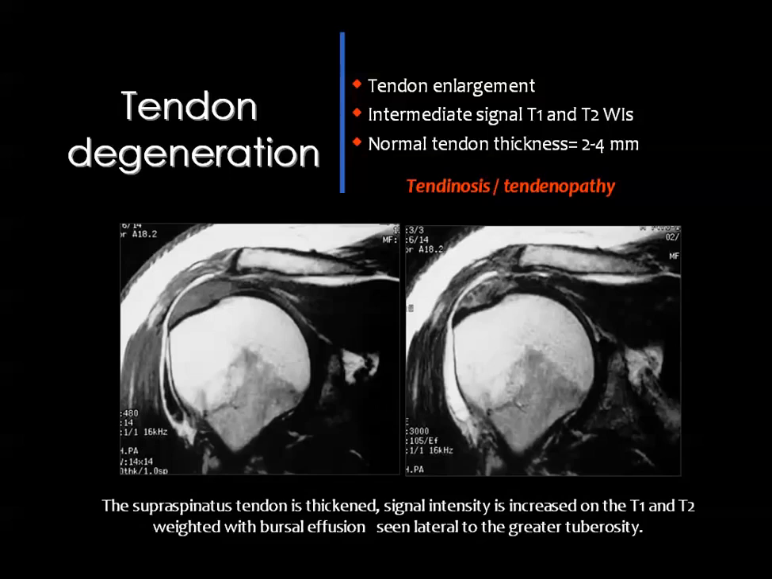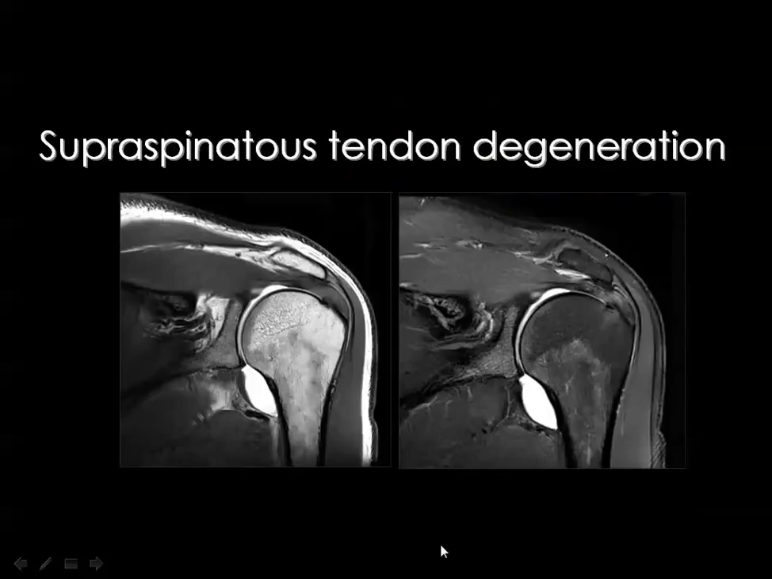Then, starting with abnormalities, whenever you can detect an intermediate signal in the T1 and also intermediate signal in the T2 weighted images, this means that the tendon is degenerated, and we call this tendon degeneration or tendinopathy or tendinosis. And many times in this category, you can see that the supraspinatus tendon is considerably swollen, as you can see here. This is the normal thickness of the tendon, which ranges from 2 to 4 millimeters, but here you can appreciate the considerable thickening of the tendon.